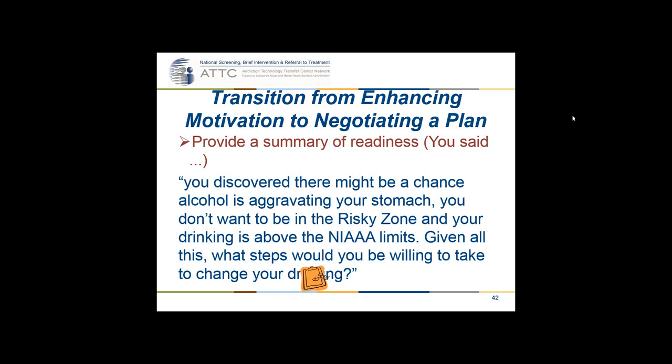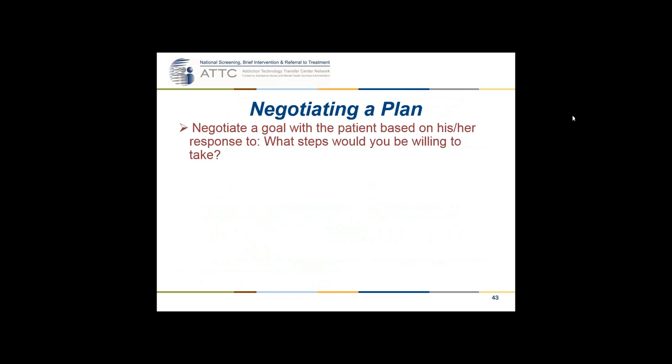A good transition for this might be really recapping the conversation. You know, this is news to you, but you're realizing that the alcohol may be aggravating your stomach and you don't want to be in the risky zone. And you're surprised that you are drinking over the limits. And then actually asking a question: given this, what are you willing to change? Then negotiating a plan: what steps would you be willing to take?